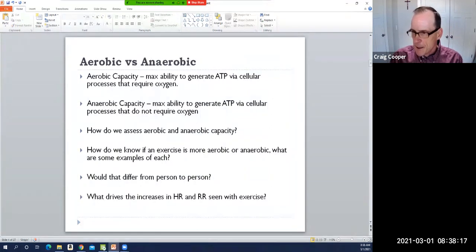All right, so let's talk about these last couple bullet points, and then we'll jump into the rest of the slides, since I'm only on number four and I only have 27, so that's why I'm taking all the time on these. So how do we know if an exercise is more aerobic or anaerobic? What factors make something aerobic versus anaerobic?